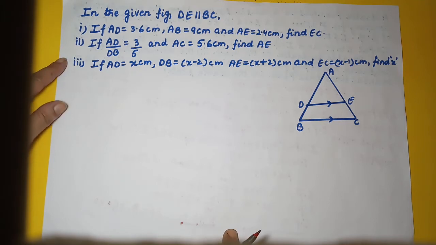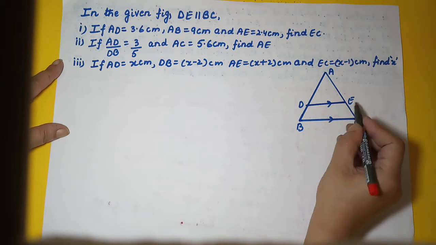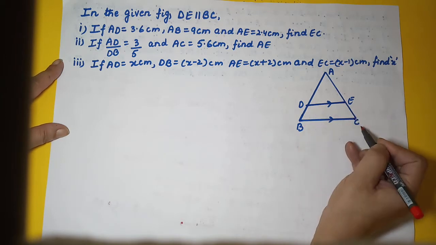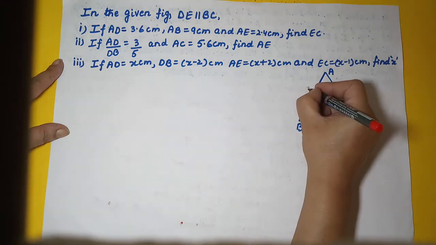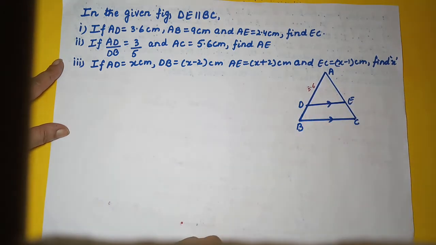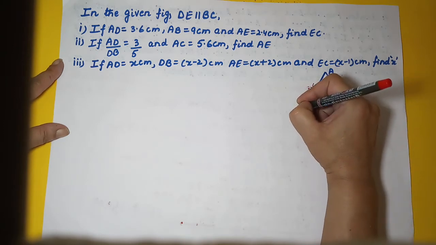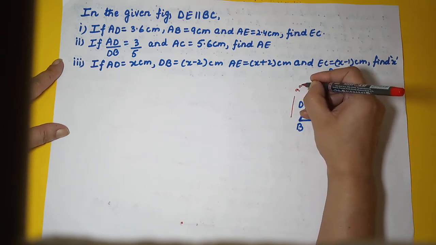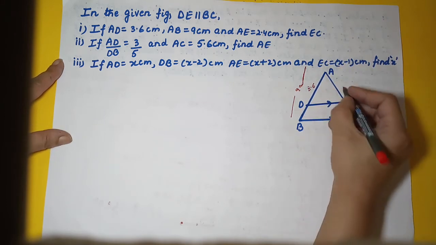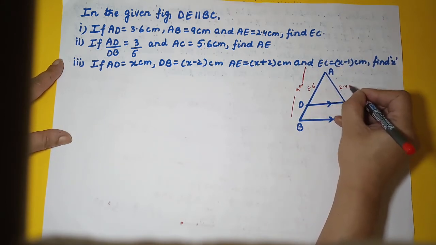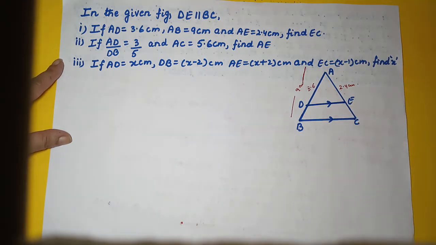We are continuing with the similarity. Here in the given figure, DE is given parallel to BC. He's saying that AD is 3.6 centimeters. AB, entire AB, is 9 centimeters, right? AE is given 2.4 centimeters and we have to find EC, right?